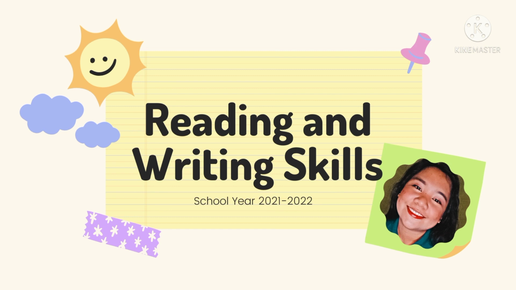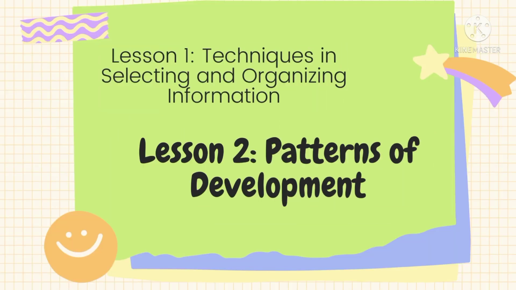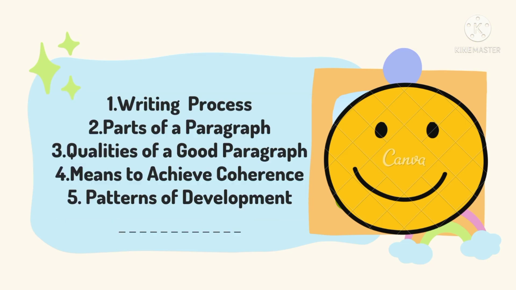Today, we will have our lesson 2 in which we will talk about the patterns of development. Prior to that, we will talk about the topics necessary for you to understand it. Lining up our topics: the writing process, parts of a paragraph, qualities of a good paragraph, the means to achieve coherence, and the patterns of development as the last part of our discussion. Without further ado, let us start our lesson entitled Patterns of Development.